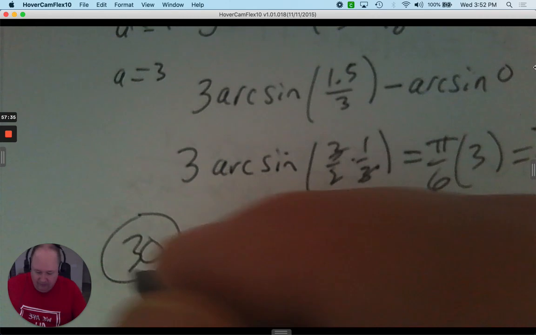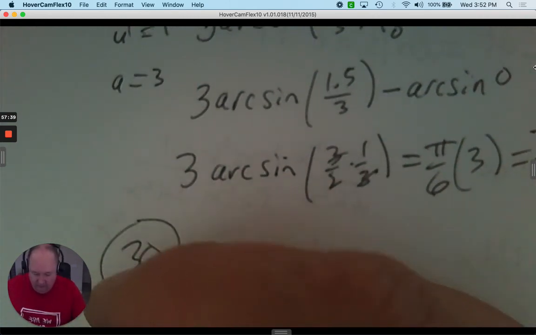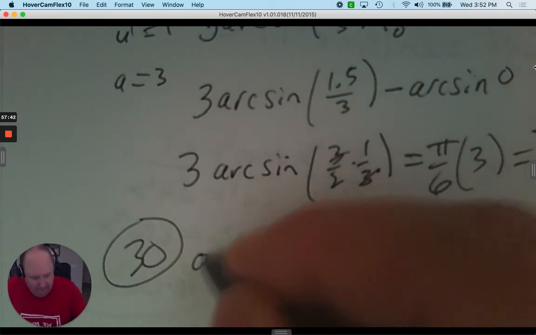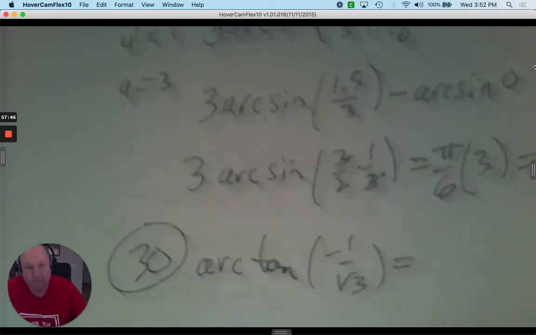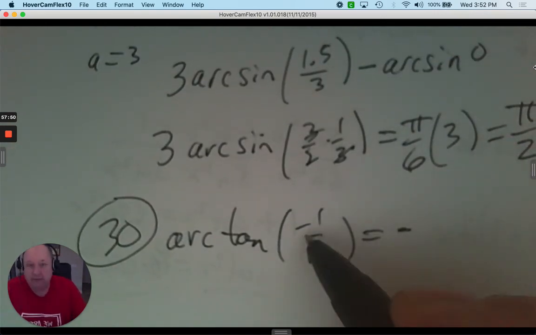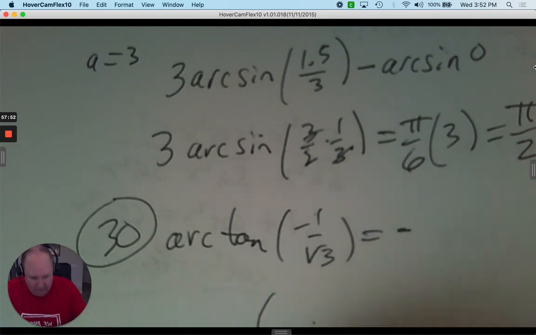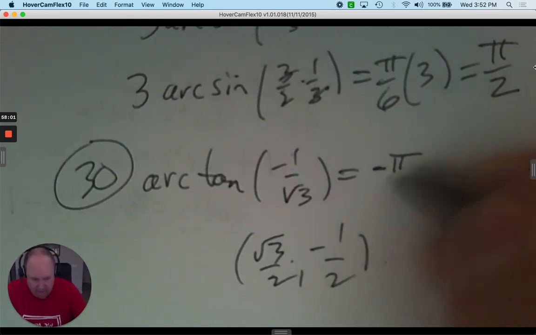We're almost there. These are the easy ones at the end, hopefully. Yeah, we can do these. Arc tangent of negative 1 over root 3. If tangent's negative, the angle is negative, and it's y over x. So the y and the x, and what reference angle is this? So it's 30 degrees. So it's negative pi over 6.